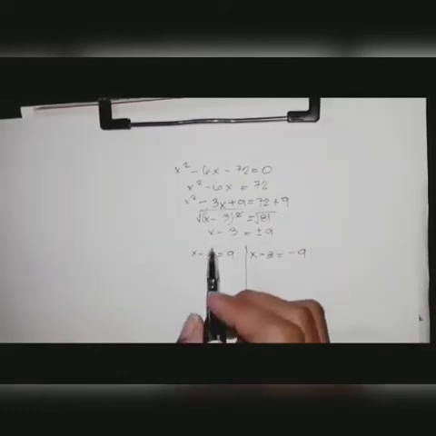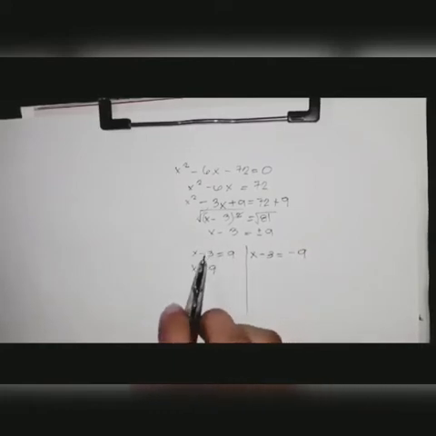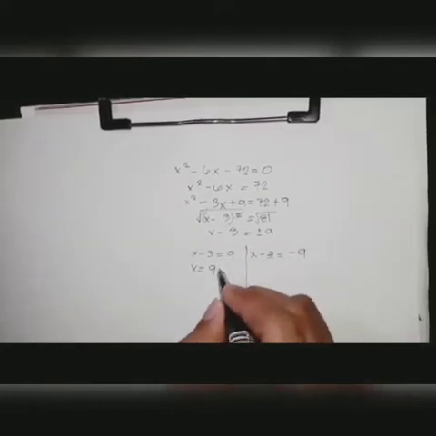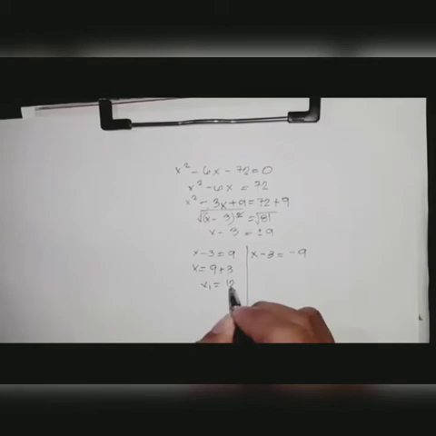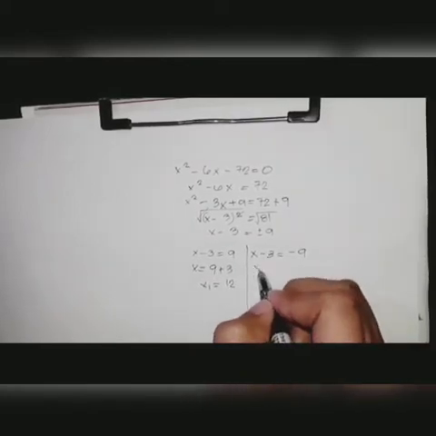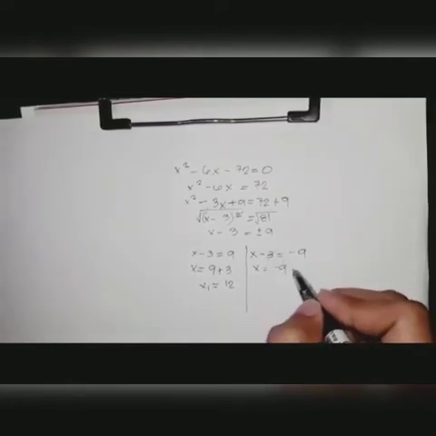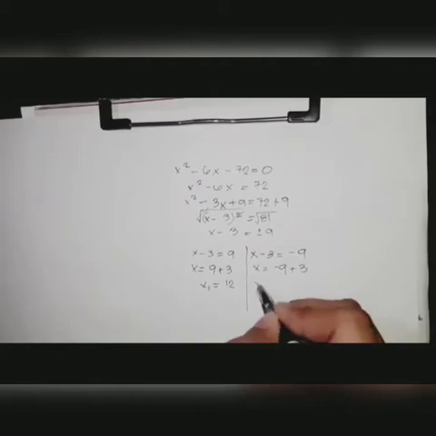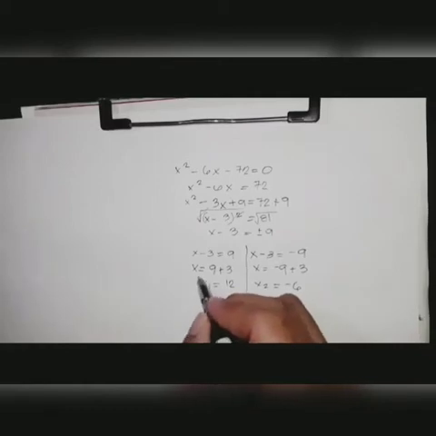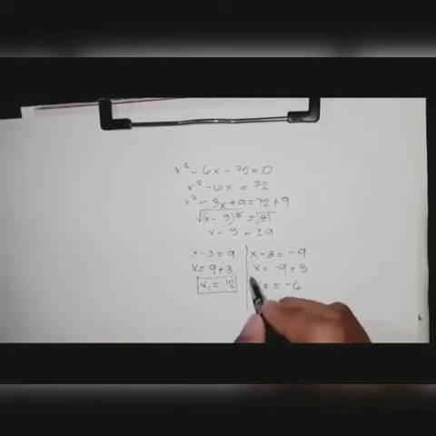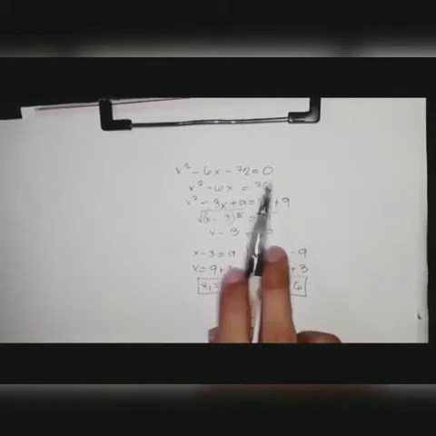So finding the first root, x is equal to 9. Transfer negative 3 to the other side of the equation. It will become positive 3. So our first root is 12. For our second root, x is equal to negative 9. Transfer negative 3, plus 3. Our second root is negative 6. So these are the roots of the equation x squared minus 6x minus 72.